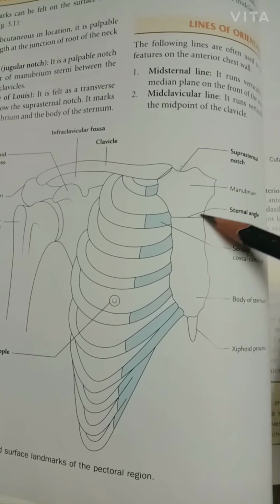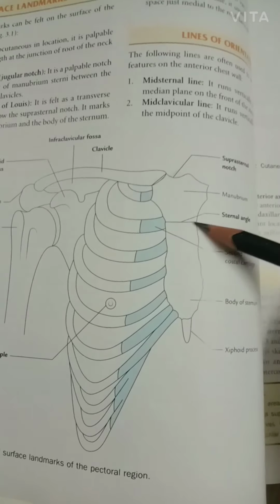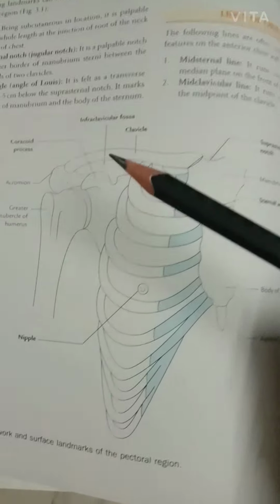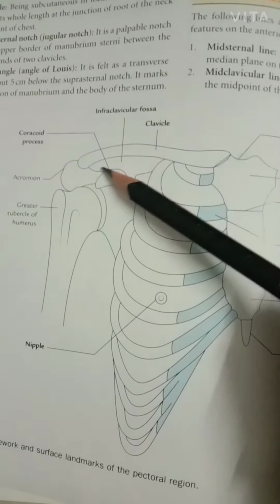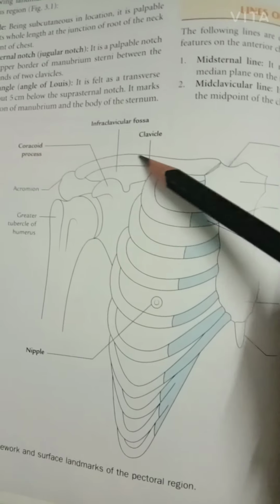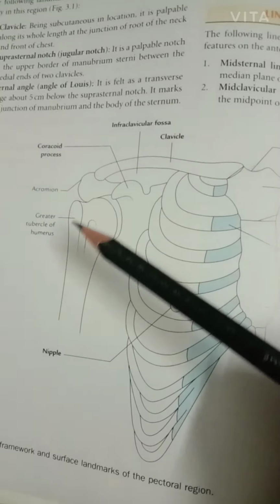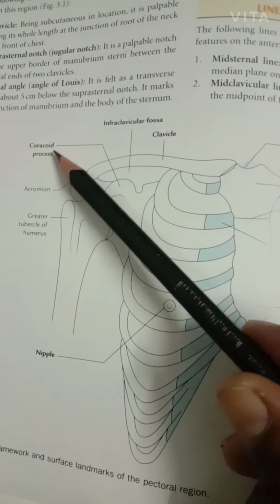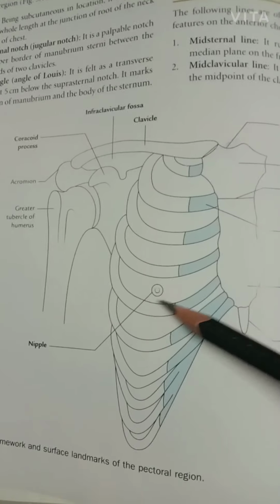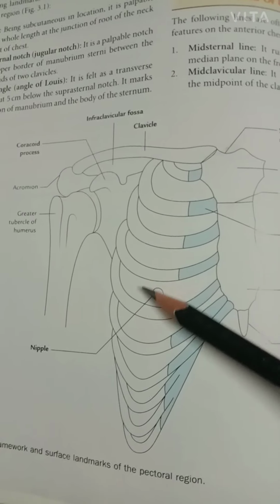Here you can see the joining of the manubrium sterni to the body of the sternum, called the sternal angle. Next is the infraclavicular fossa. Here you can see the triangular area present below the lateral part of the clavicle, called the infraclavicular fossa. Then the coracoid process; here you can see the coracoid process of the scapula. And the last one is the nipple, which is generally present in the fourth intercostal space.